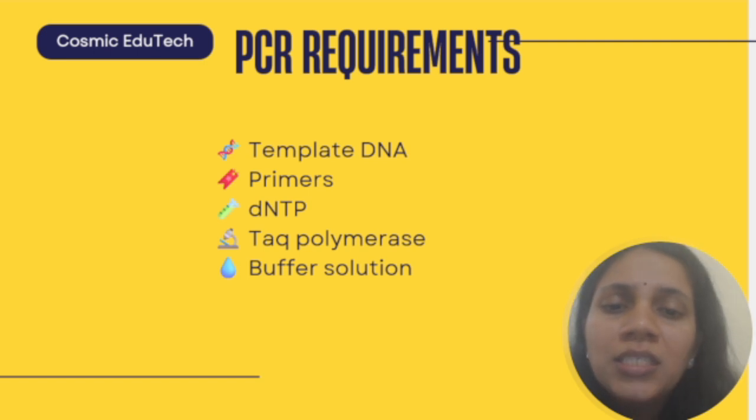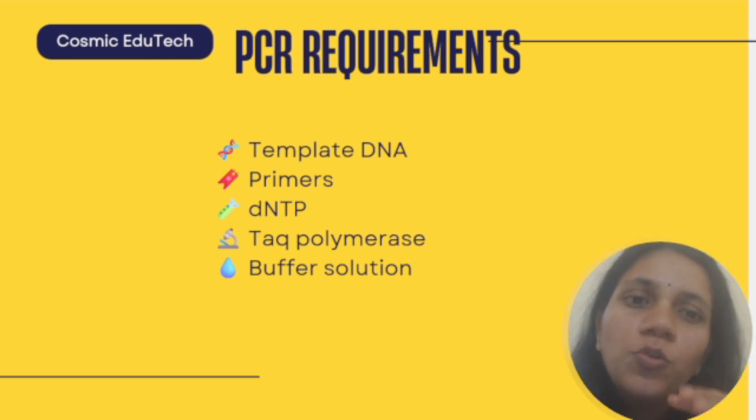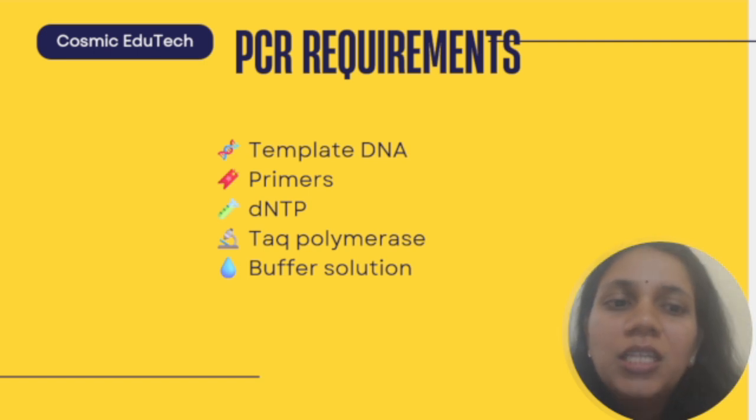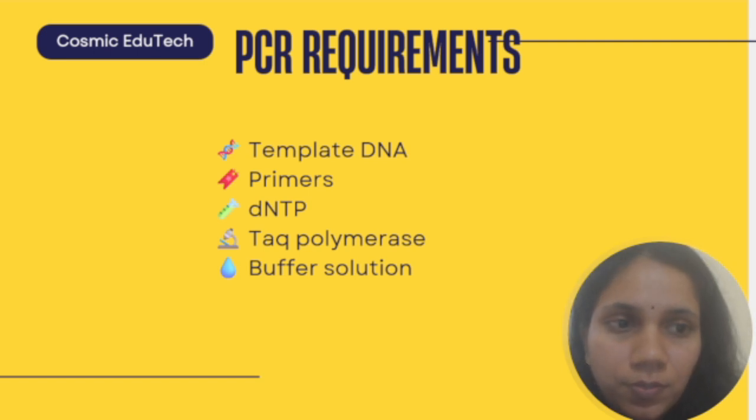All these are mixed in a PCR tube and it is placed in a thermal cycler, the machine which is used for PCR. This machine is going to make precise changes in the temperature and it is going to lead to the rotation of the cycles.